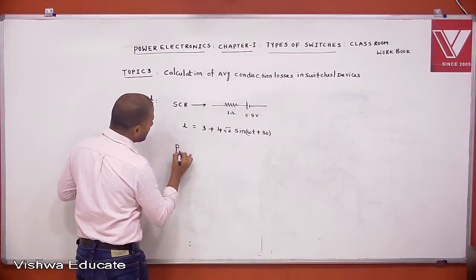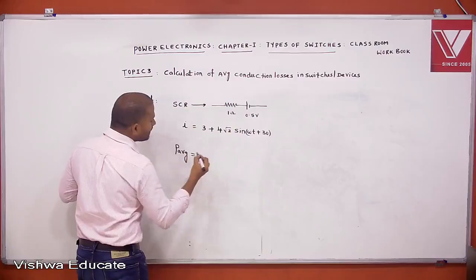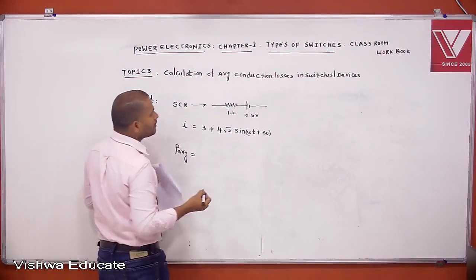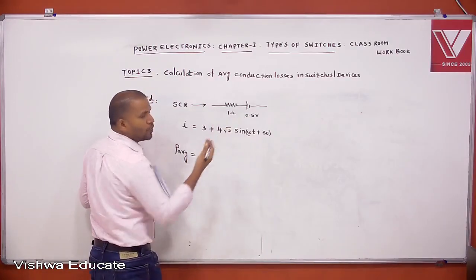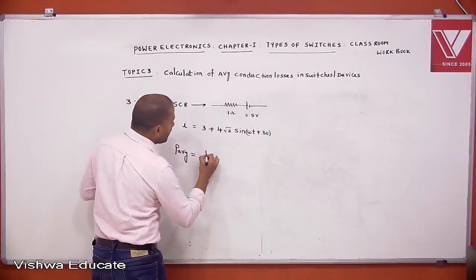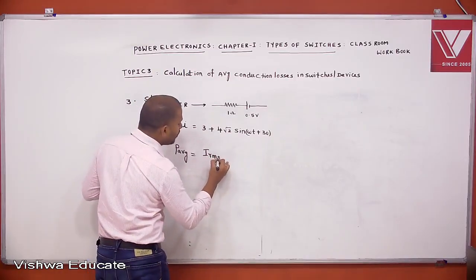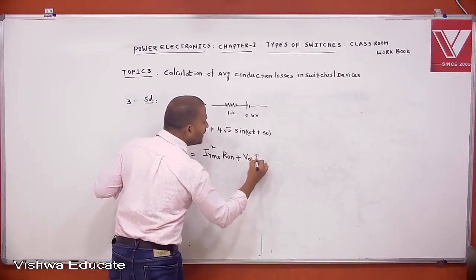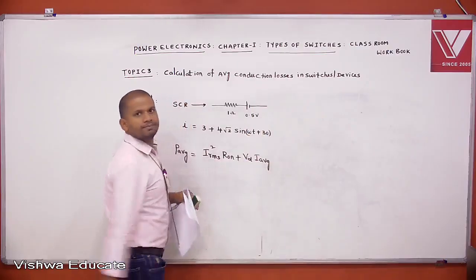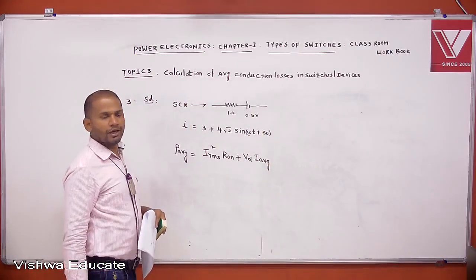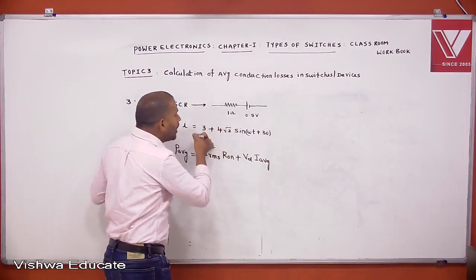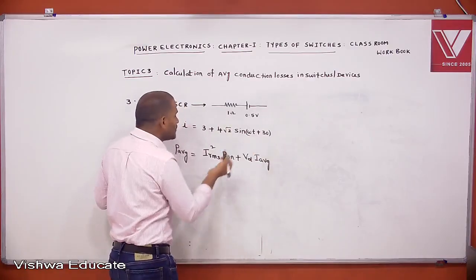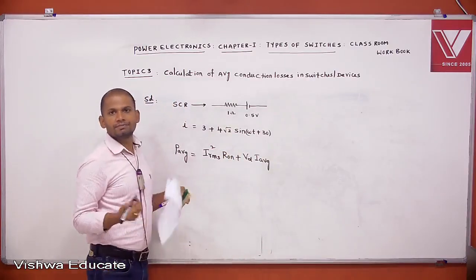Then what are the average conduction losses? Average conduction losses, or average conduction power loss. It is represented with both resistance and voltage drop now. If it is represented with both resistance and voltage drop, it means I RMS square into R on plus VD into I average. Okay. Now for this current you calculate the average and RMS values, then you substitute here, then you get the answer. It's very simple.